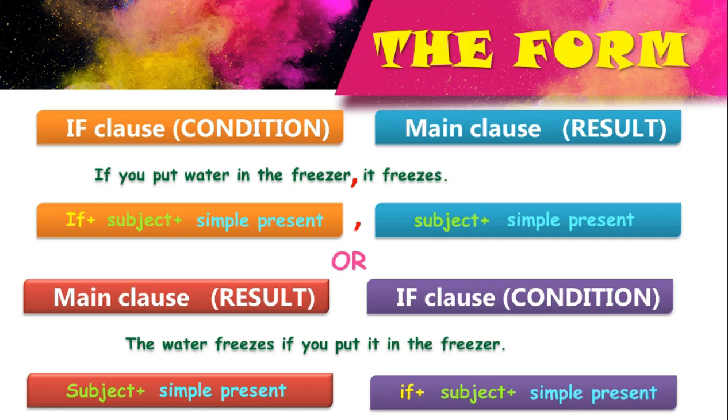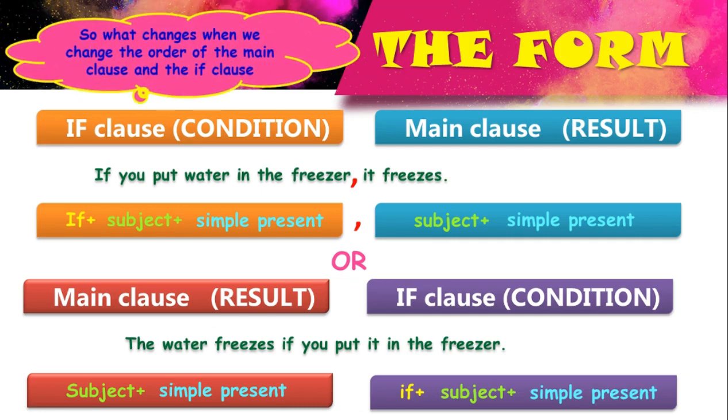But the question here is, what changes when we change the order of the if clause with the main clause? If you noticed here, when we start with the if clause, we always put a comma between the 2 clauses, and we also capitalize the I of the word if. However, when we start with the main clause, we don't put a comma and we don't capitalize the I of the word if.